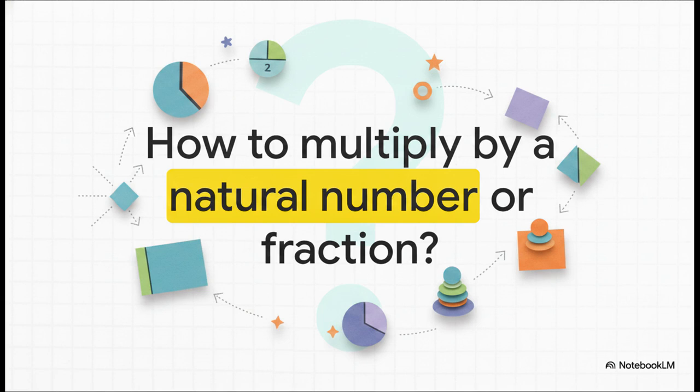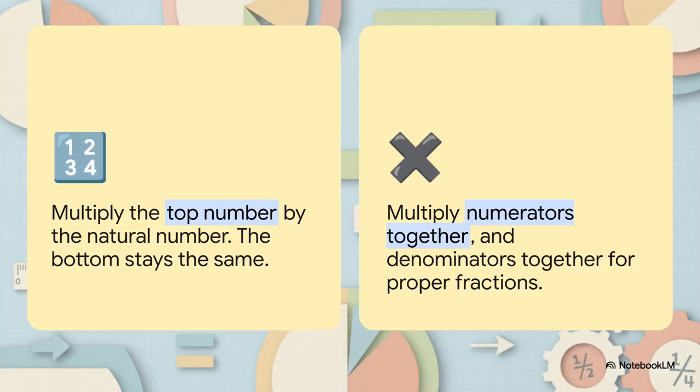Multiplication is actually way simpler than addition, but you do have to know the mechanics of how it works. See, when you're multiplying a fraction by a natural whole number like a 2 or a 5, you literally just multiply the top number by that whole number. The bottom number stays exactly the same. Easy, right? But what about multiplying two proper fractions together? It is brilliantly simple. Top by top, bottom by bottom.